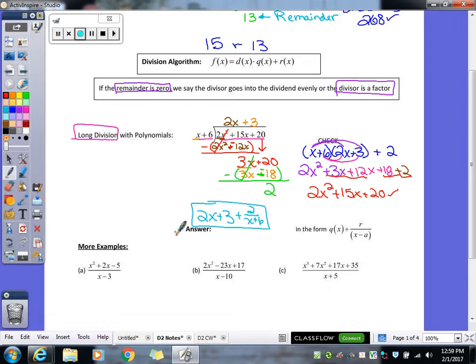They're not going to ask you to check every single time, but in the event that they do, that's how you would do your check. Multiply them out, add in whatever your remainder was.